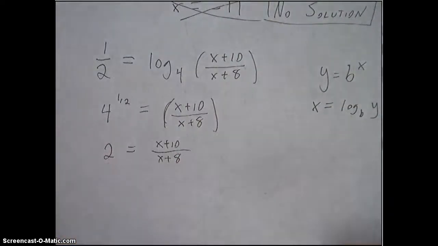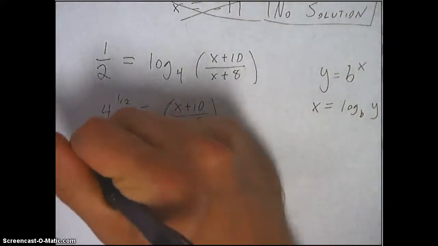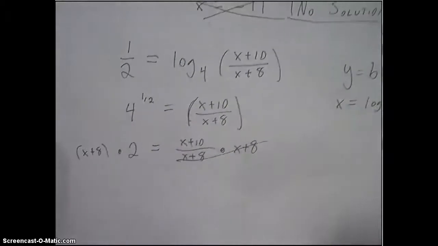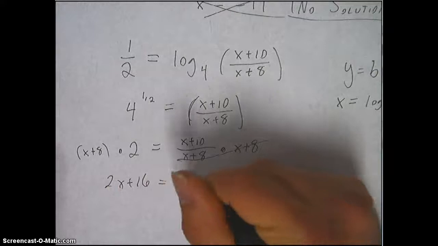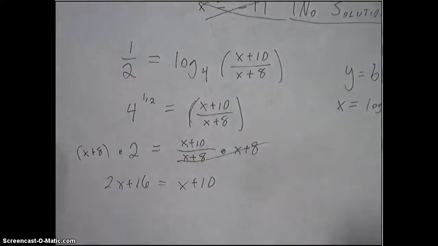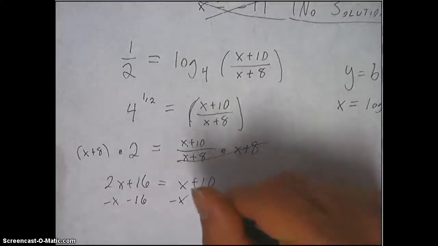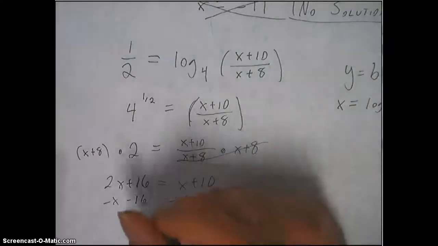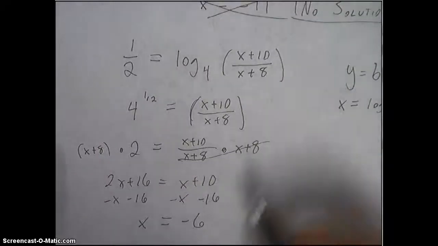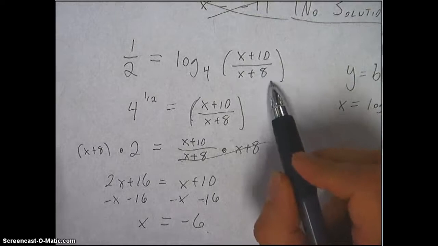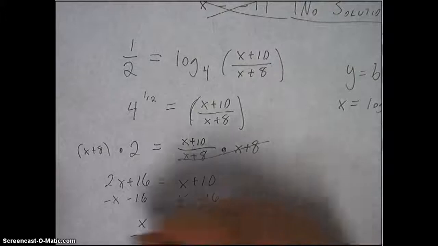Now to get the x by itself, multiply both sides by x plus 8. Of course, they're going to cancel out on this side, and you're going to have 2x plus 16 equals x plus 10 remaining. Subtract the x, subtract 16, subtract 16. We're going to end up with x equals negative 6. Now, is that negative 6 okay? Negative 6 plus 10 is 4. Negative 6 plus 8 is 2. Those are positive numbers. We're not taking the logarithm of a negative. This is the right answer.